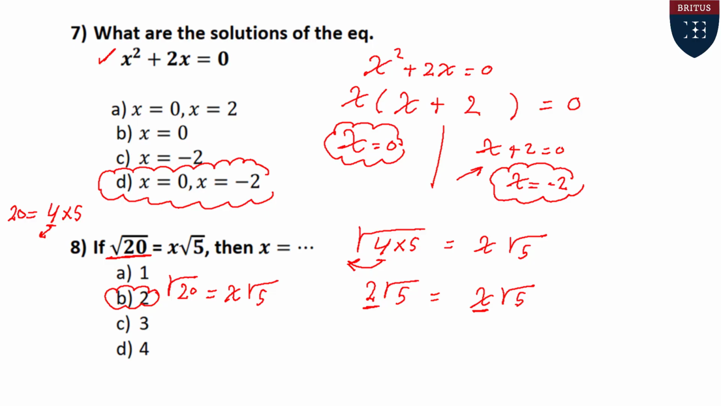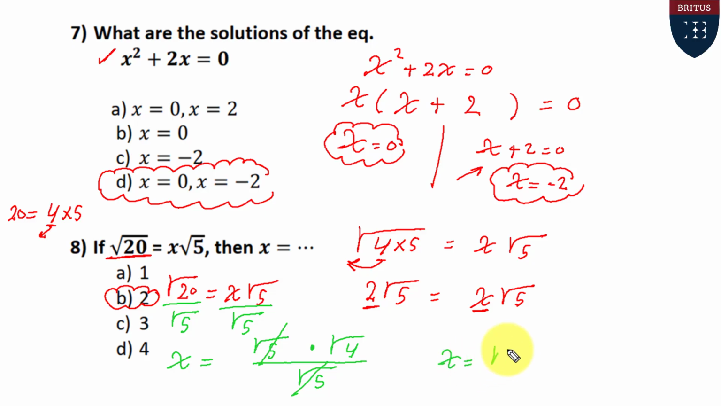Another way, we can say root 20 is equal to x root 5. To find the value of x, just isolate x. How can we isolate x? Just divide both sides by root 5. Now, we can write x equals root 20 over root 5. Root 20, we can write it as root 5 times root 4 over root 5. You can cancel root 5. Now x is equal to radical 4. Now x equals 2. So the correct answer is B.